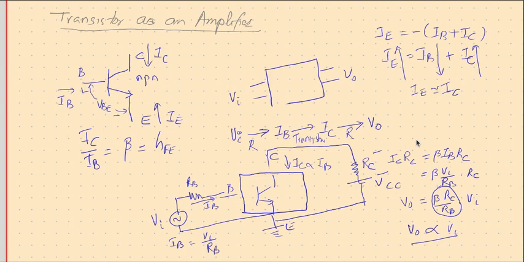So depending on where your input is and where your output is: if your input is at base and your output is at collector, then you get one action. If input is at base and output is at emitter, you get another action. If the input is at emitter and output is at collector, there is another action. So there are three configurations in which this transistor may be connected between input and output.